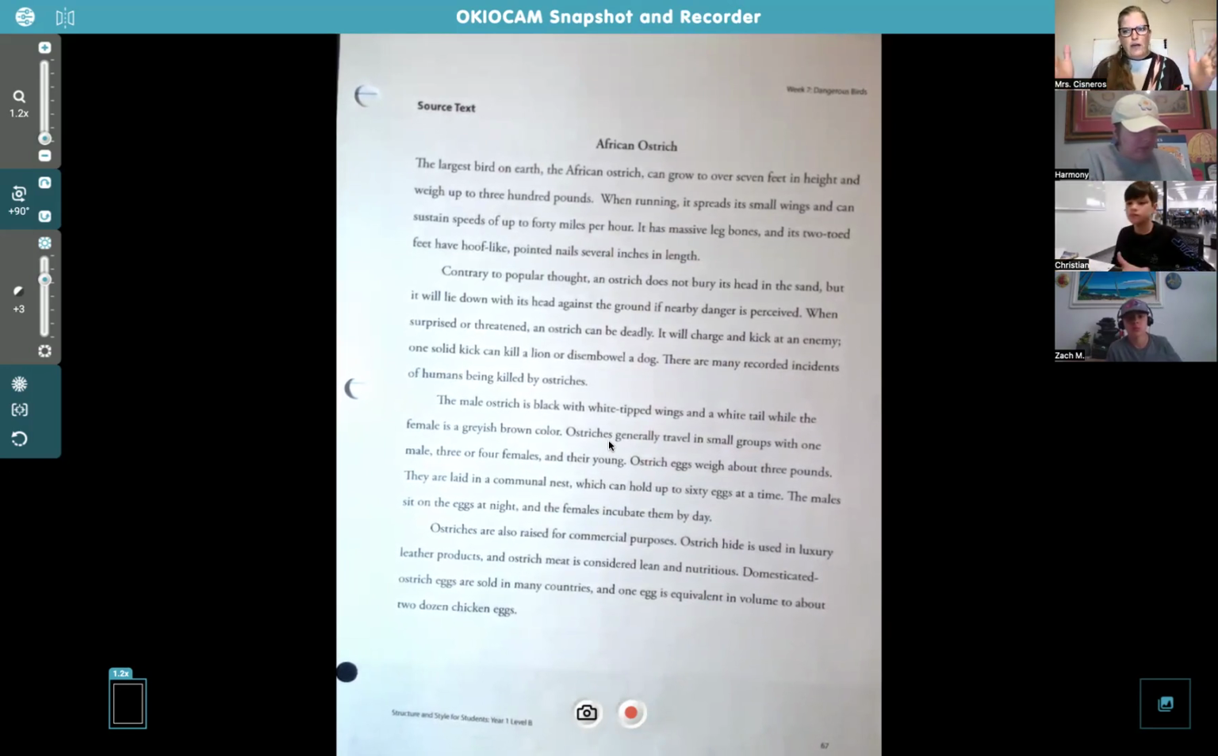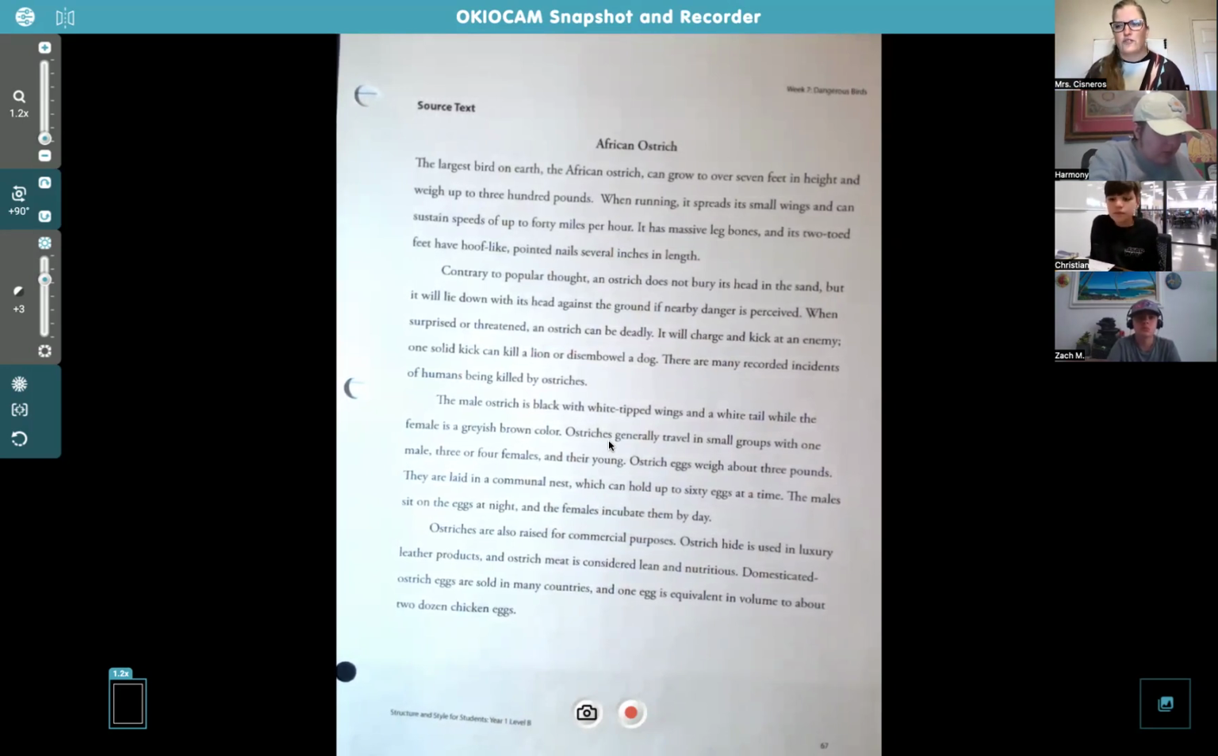And they lay about a dozen eggs a day. We have a bunch of chickens here. And I know what 2 dozen eggs looks like. That's like 24 eggs. That's the same as one ostrich egg.